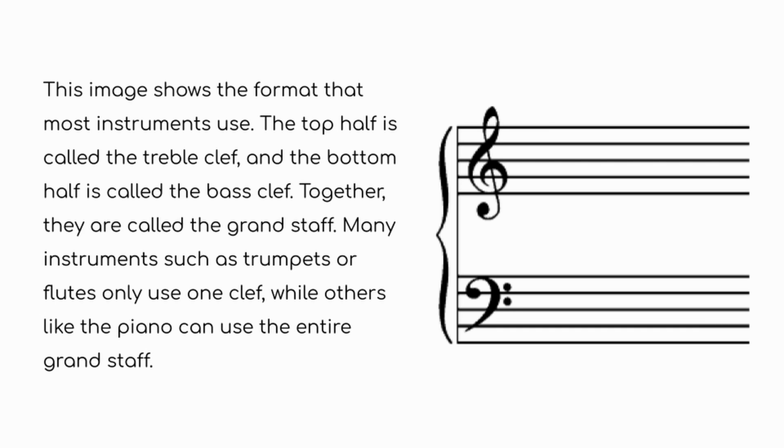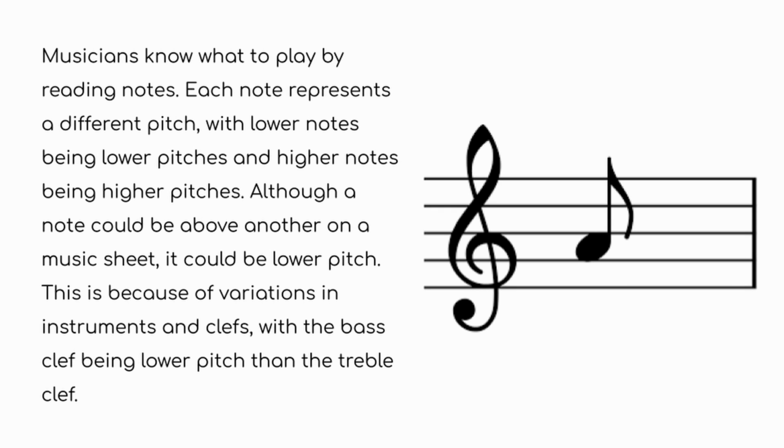This image shows the format that most instruments use. The top half is called the treble clef and the bottom half is called the bass clef. Together, they are called the grand staff. Many instruments, such as trumpets or flutes, only use one clef, while others like the piano can use the entire grand staff. Musicians know what to play by reading notes.